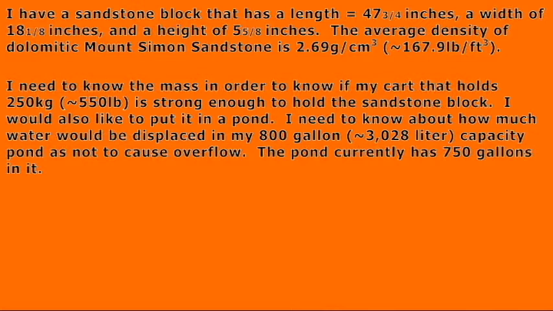I'll read it to you. I have a sandstone block that has a length of 47 3/4 inches, a width of 18 1/8 inches, and a height of 5 5/8 inches. Don't worry, I will put metric conversions up because we're going to use metric for a reason. The average density of the dolomitic Mount Simon sandstone is 2.69 grams per cubic centimeter, which is roughly equal to 167.9 pounds per cubic foot. We pulled that information from the USGS publication.